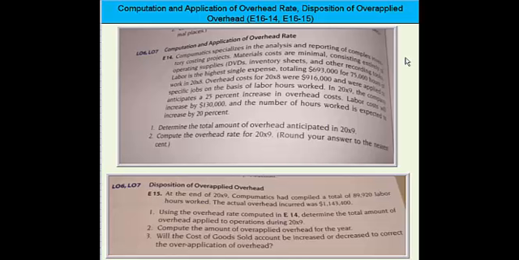Overhead costs for 2008 were $916,000 and were applied to specific jobs on the basis of labor hours worked. In 2009, the company anticipates a 25% increase in overhead costs. Labor cost will increase by $130,000, and the number of hours worked is expected to increase by 20%. Okay, first we're asked to determine the total amount of overhead anticipated in 2009.